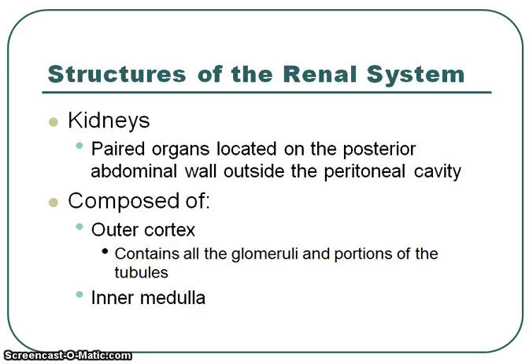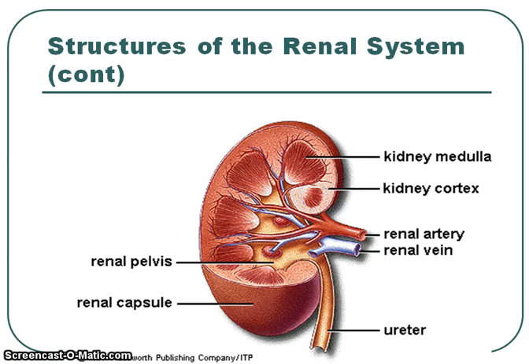They're actually outside of the peritoneal cavity, which means they're not in the same system or the same membranes as your abdominal organs. Your kidney has different parts. It has the outer cortex, which contains all the glomeruli and portions of the tubules, as well as the inner medulla. So there's just an image from A&P to take you back to what we're talking about here.